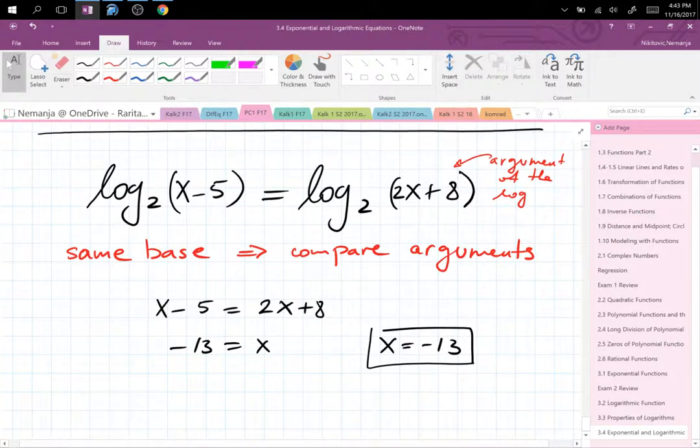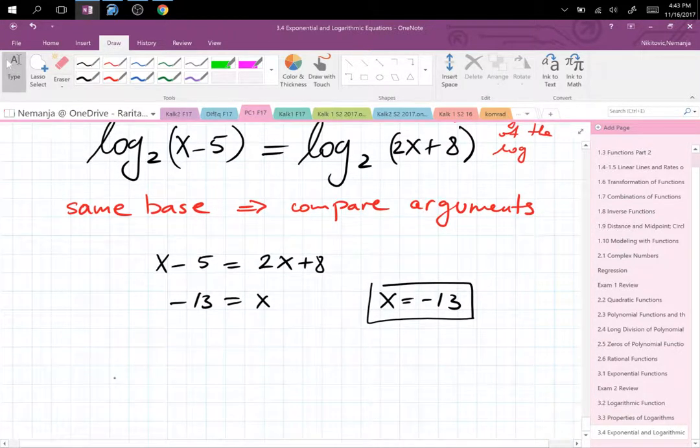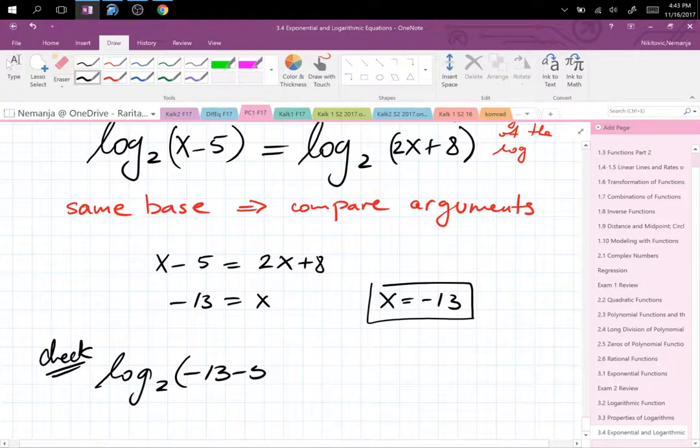Right? So is this a good solution? The answer is hell no. Mathematics gave us negative 13, but if you plug negative 13 to check, this is what happens. Log base 2 of negative 13 minus 5. Guys, that's log of negative 18. If you type this in a calculator, the calculator is going to explode.